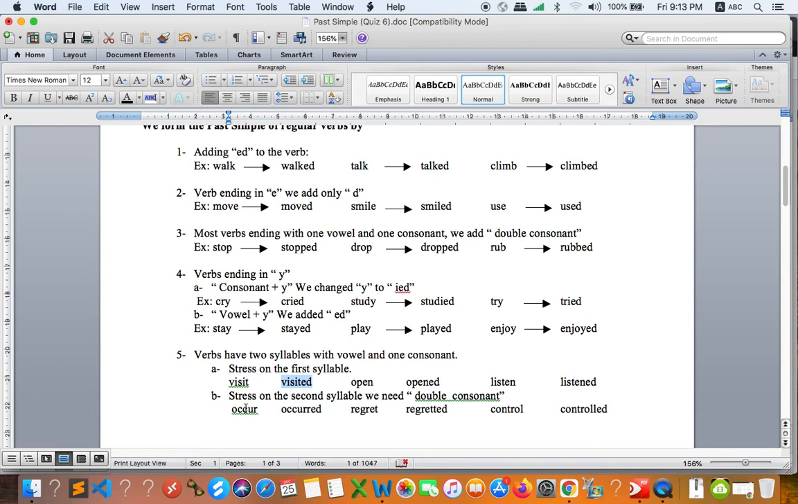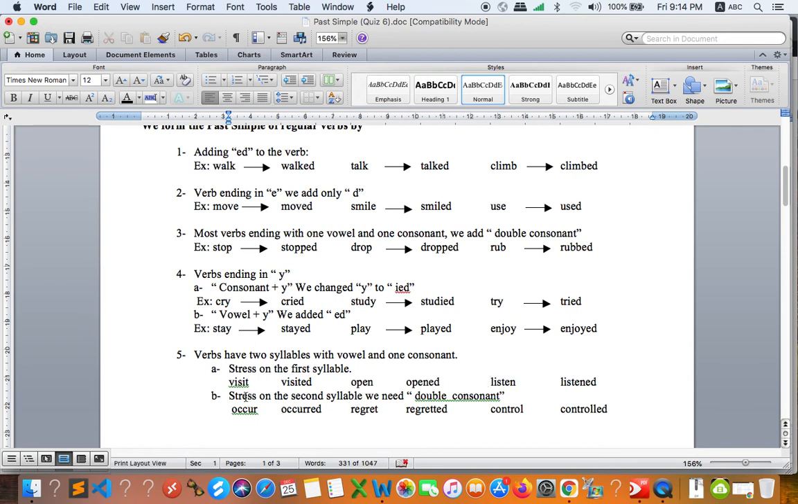But why this one, CVC, double? Why regretted, double? Why control, double? The reason is just because of the stress. How do you stress a verb? As you can see right here, the stress is on the first syllable, okay? This one is visit, and this one is listen, okay? So you see that the stress is on the first, so even though it is CVC, we don't double, we just add ed.